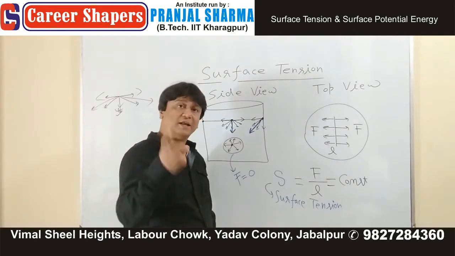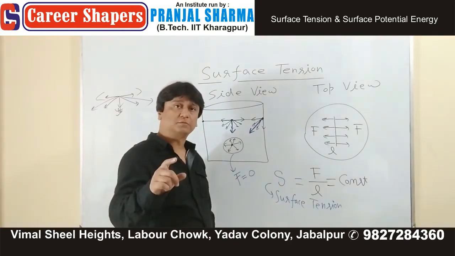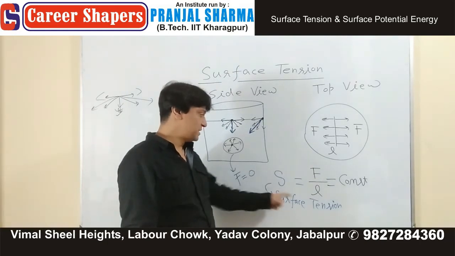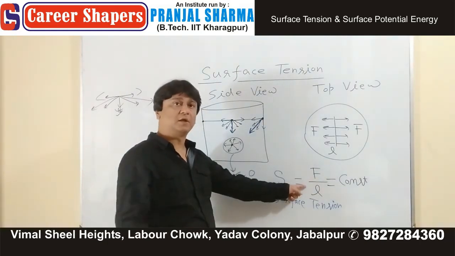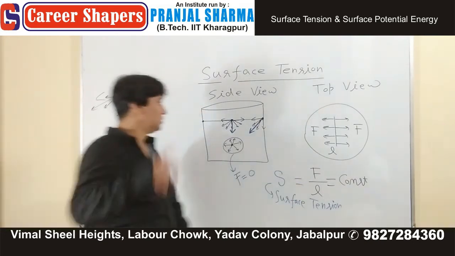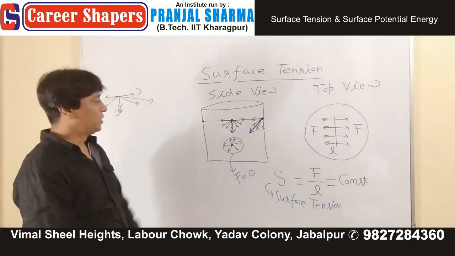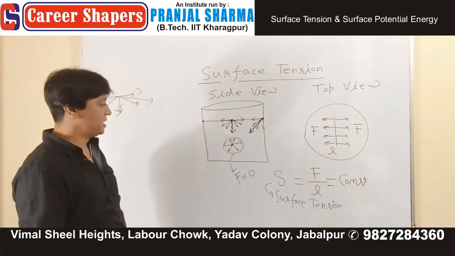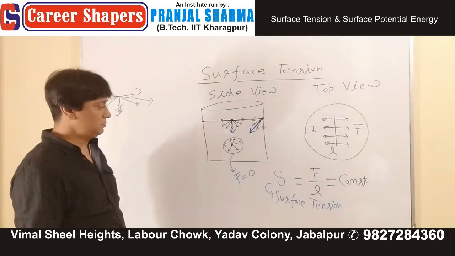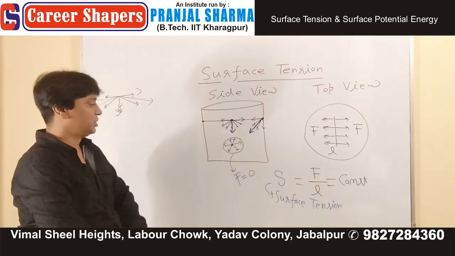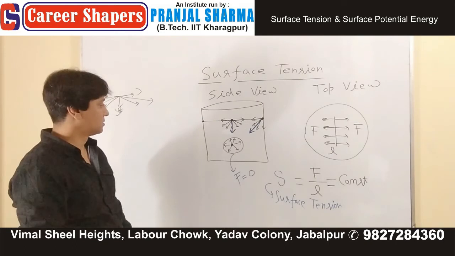Remember, normally tension, when we say tension force, its unit is what? Newton. But this is surface tension, which is force per unit length, and therefore its unit is what? Newton per meter. So write down this. Unit of surface tension is Newton per meter.